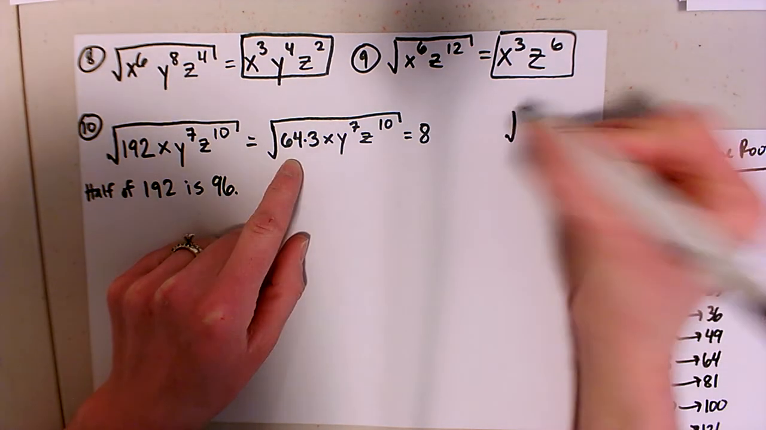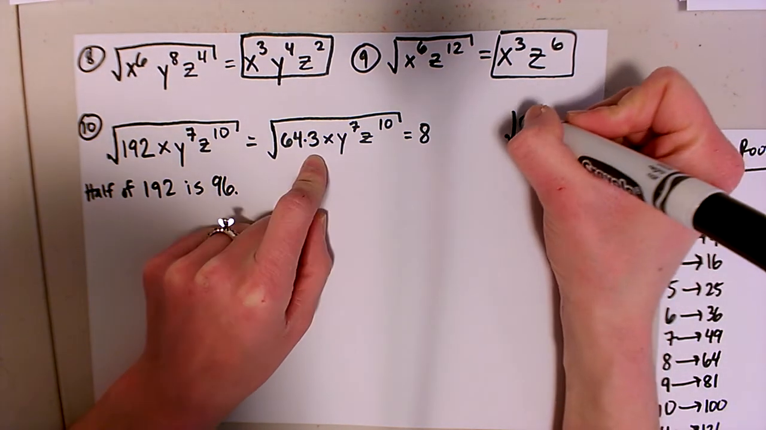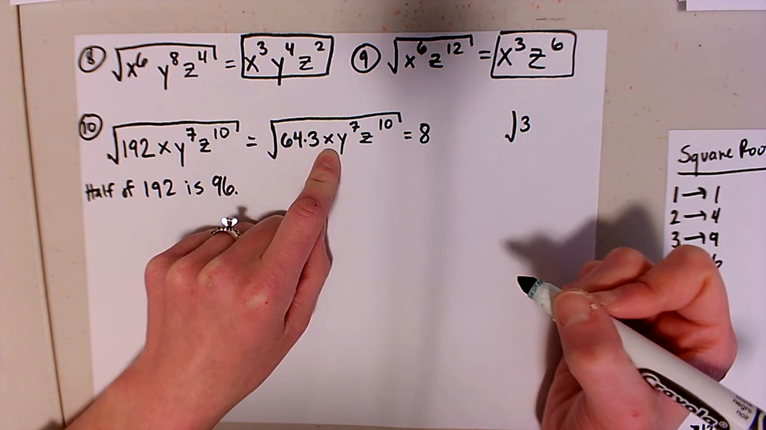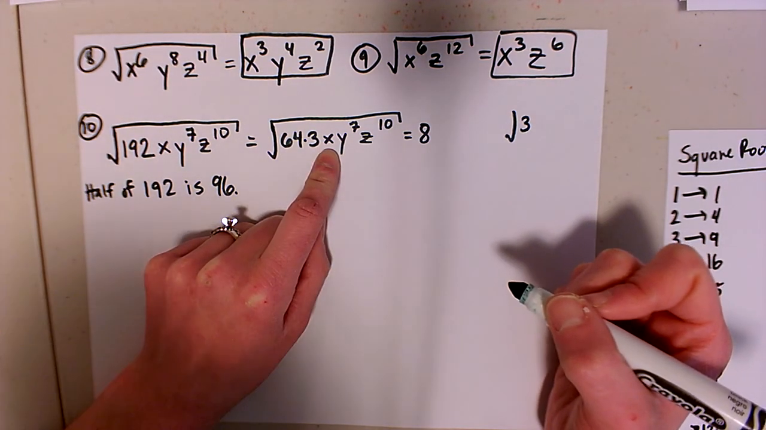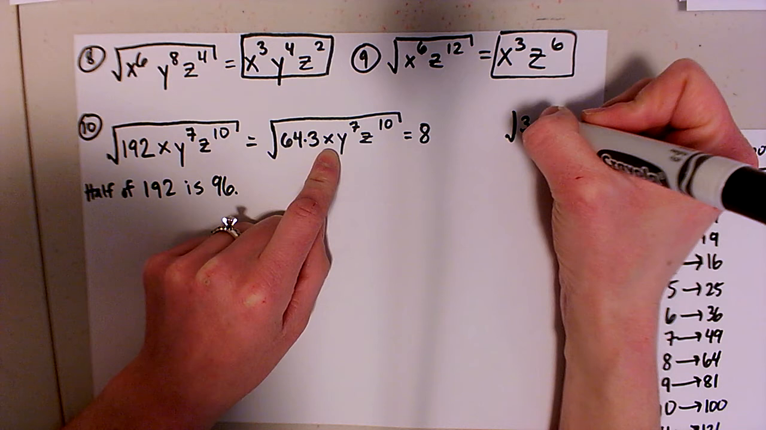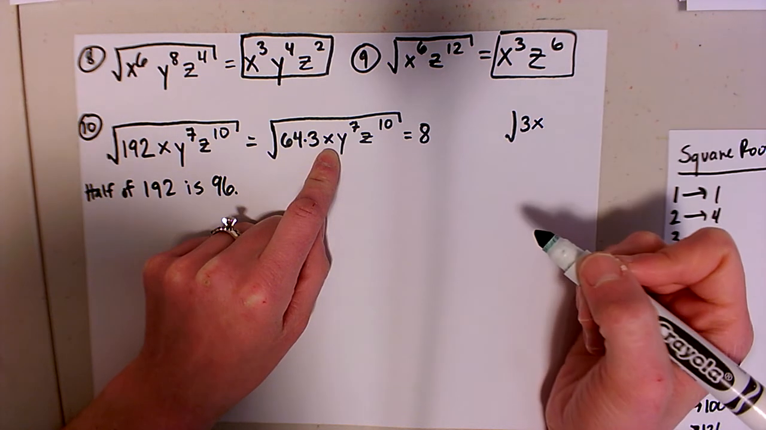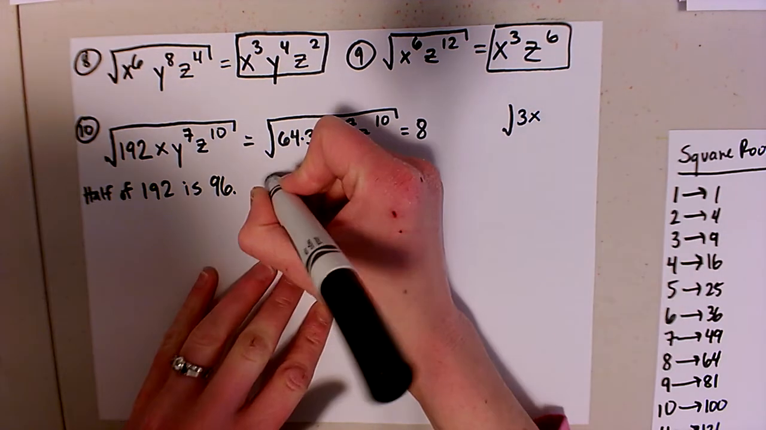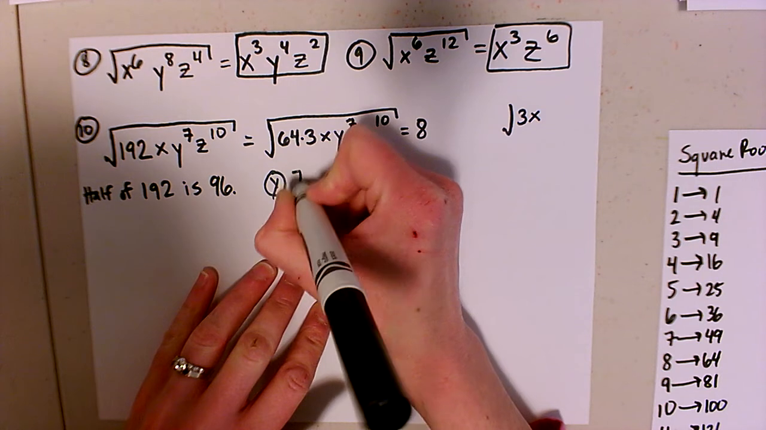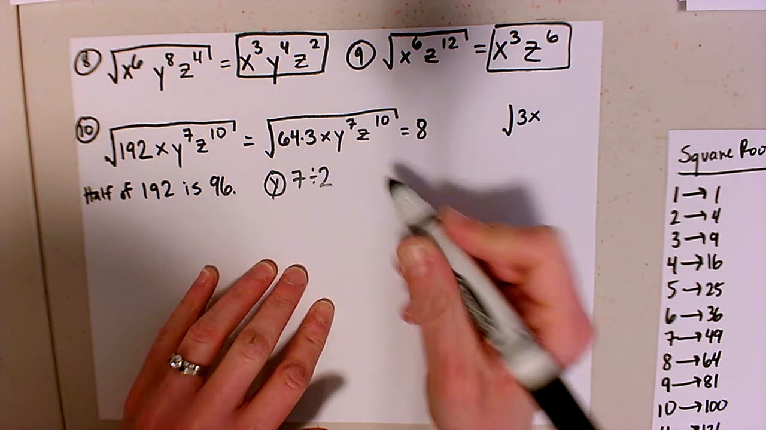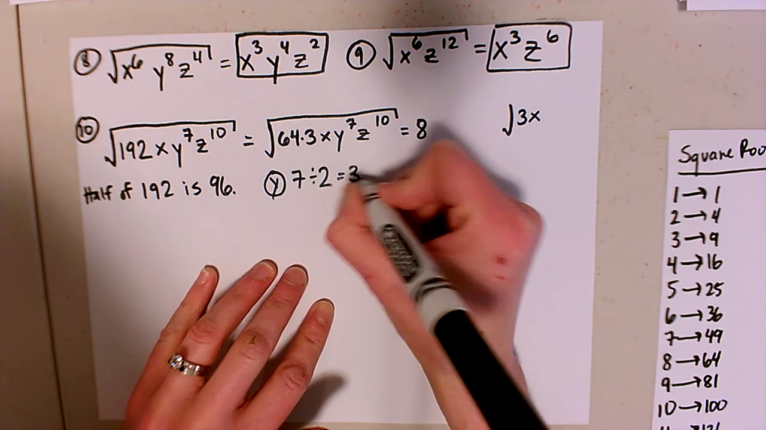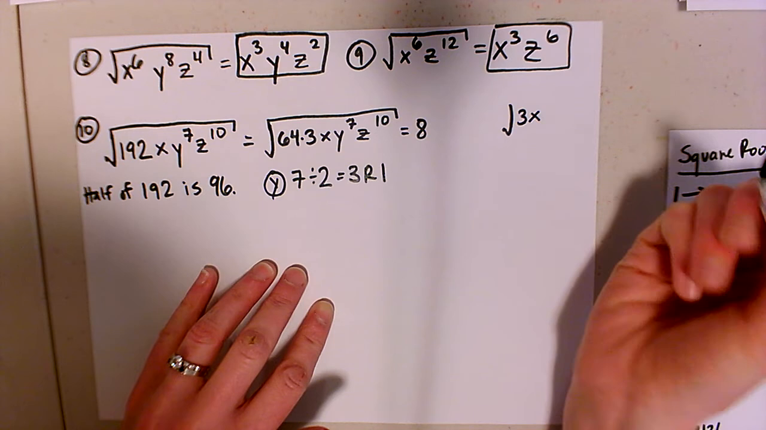Let's see. The square root of 3, well, I can't do that, so that stays on the inside. And that x, that's just an x to the first power, so we can't do anything about that. So we'll have to leave that on the inside because that exponent is smaller than a root of 2. And then for y to the 7th, I'm going to do 7 divided by 2, right? My exponent on the inside divided by my root on the outside, and that gives me 3, remainder 1.